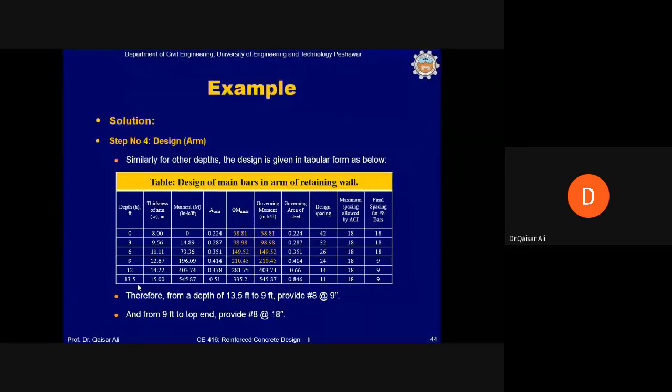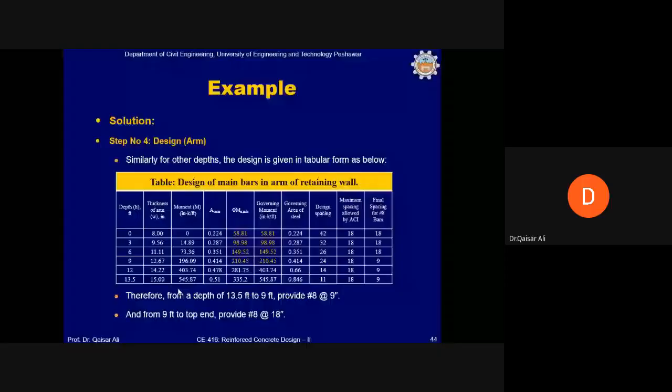In the first 1/3 part from the bottom of the base, a closer spacing is provided. Then in the middle third of the arm or stem, the reinforcement with a little more spacing is provided. In the top, relatively more spacing will be required. So in this way, we can economize the retaining wall. In this case, however, we have provided only 2 spacings in the arm or stem. And this we have demonstrated in this slide.